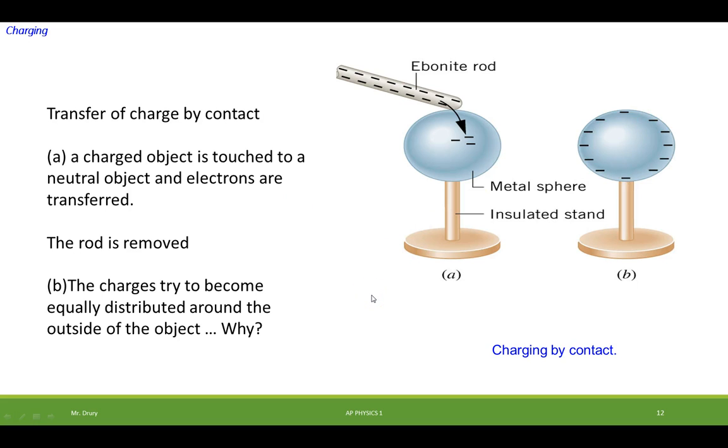And why do they spread out on the outside of the sphere? We'll talk more about that in class.